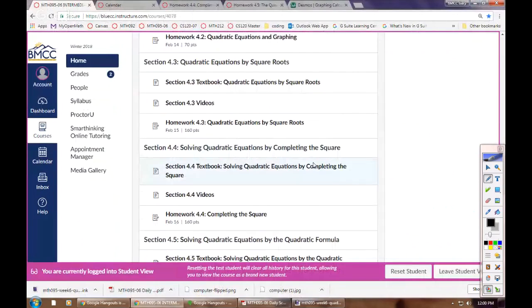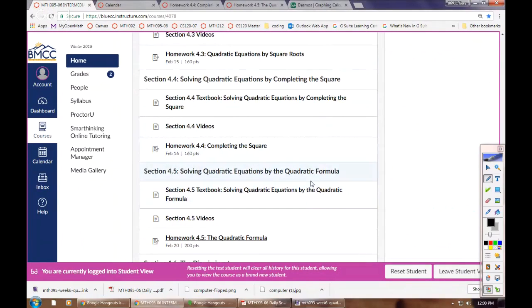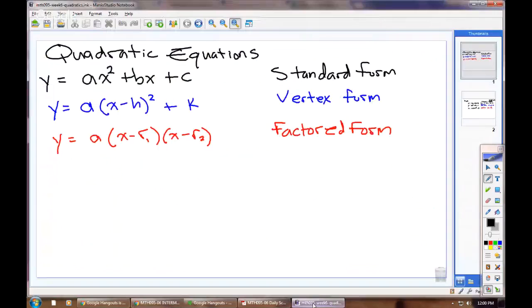So again, this week we're playing around with quadratic equations. We've played around with square roots, completing the square, and now the quadratic formula. So I'm going to review completing the square and the quadratic formula and a couple of other ideas. So as far as quadratic equations go, at the moment we have 3 different versions of them. There's standard form, some number times x squared plus some number times x plus another number. There's vertex form, and then there's factored form.